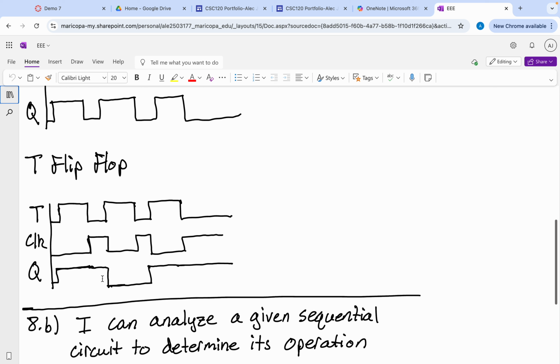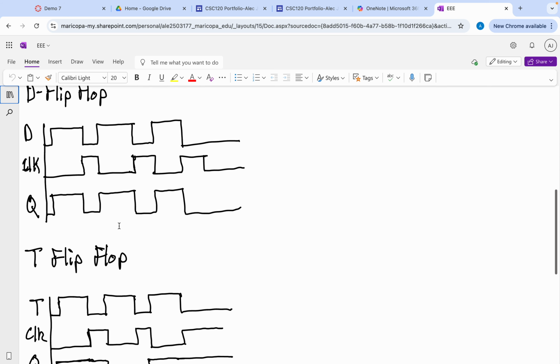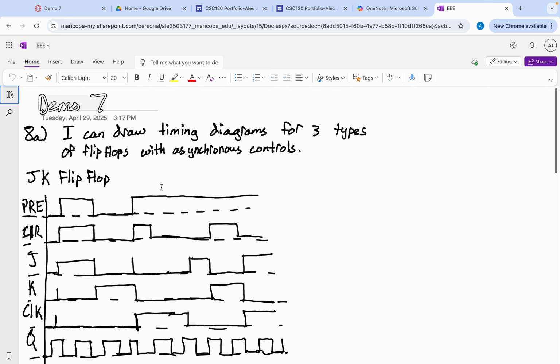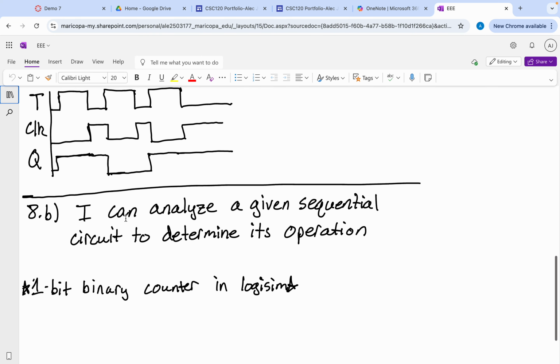And then when T equals 0 at clock rising edge, Q holds its value. So you'll see Q only changes when T equals 1 and clock rises. So pretty much T equals 1, Q will toggle from 1 to 0 or 0 to 1, and when it's 0, Q will just hold its value. When it toggles, that's when it changes from 1 to 0 or 0 to 1. So that is 8A, timing diagrams for 3 different types of flip-flops.